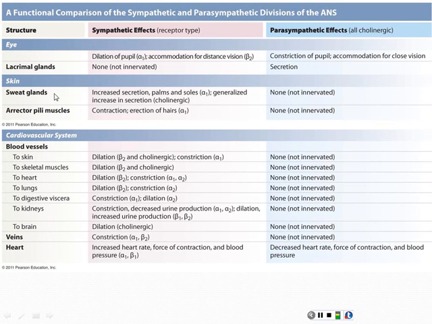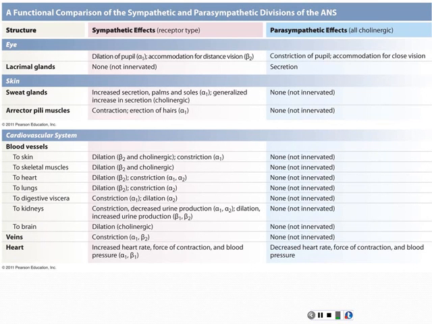In the skin, one of the themes you'll see is that the sympathetic nervous system innervates practically everything. This is a rare example, and that's because it goes all over the body. Sympathetic fibers are found almost everywhere. The parasympathetic division only goes to the organs for the most part.